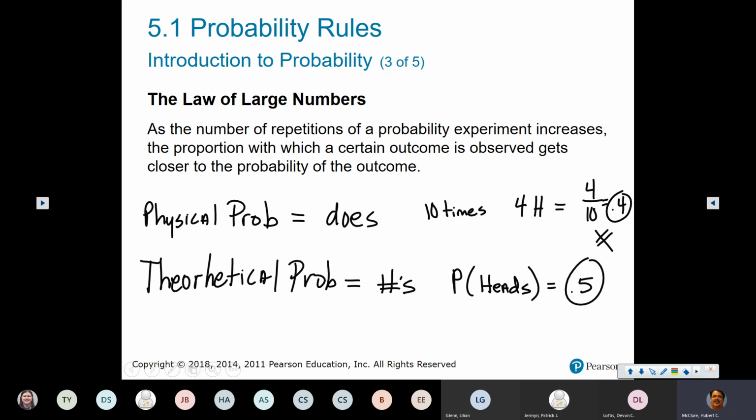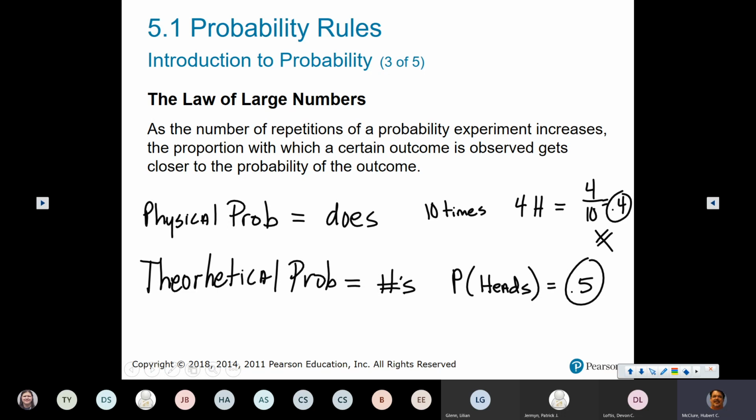1,000. Got a guess of 1,000. Anybody else have a guess? It took, and write this down, it took 100,000 flips for the physical probability to come out to be 0.4999995. It took 100,000 flips to get the physical probability to equal the theoretical probability.